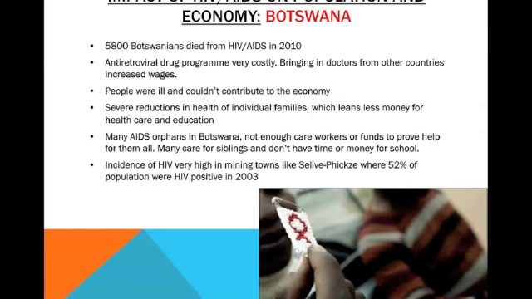Also, here comes this place-specific reference. The incidence of HIV, so the occurrence of HIV, was very, very high in mining towns like Selebi-Phikwe. Think of it as saliva and then a kind of Asian way to say F-U. Phikwe. Not really, but, you know. Selebi-Phikwe, where 52% of the population was HIV positive in 2003.